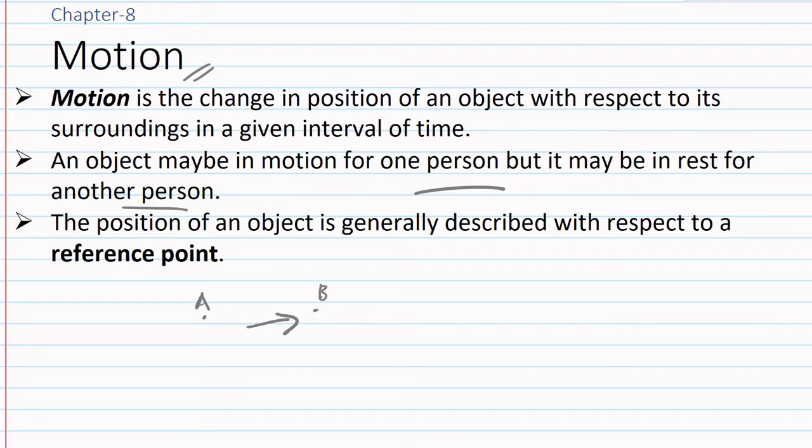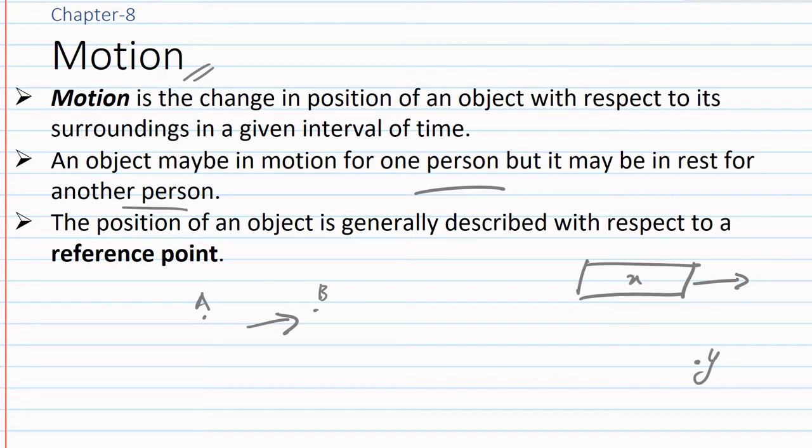For example, suppose a person X is traveling in a train, whereas a person Y is standing outside and looking at the train. Now, for person X, the train is actually in rest because he can't see the train moving from inside it. Whereas for person Y, the train is actually moving.